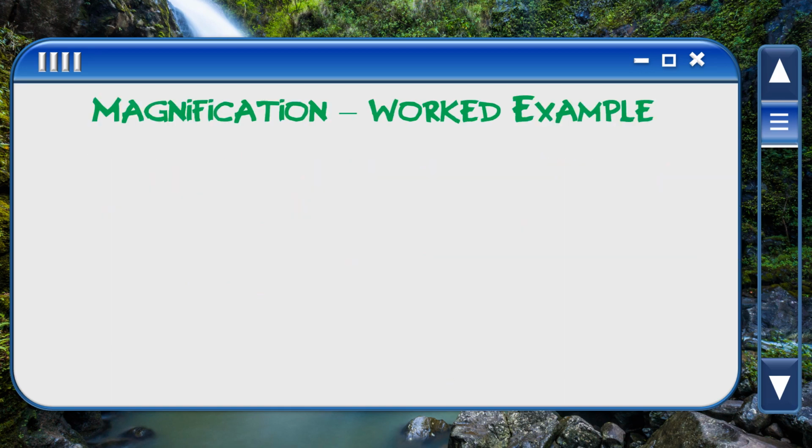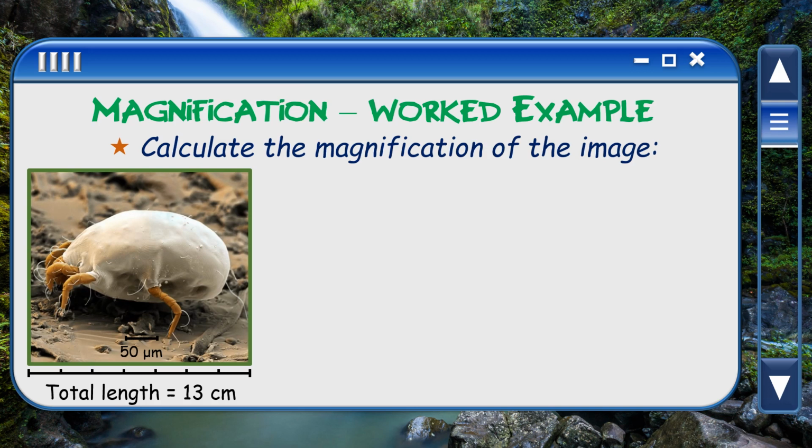Let's look at a worked example. Calculate the magnification of the image. When you look at this image, it is giving us a distance here. From this point to that point, it is 50 micrometers. And the total length of the whole insect, or the whole image, is 13 centimeters.